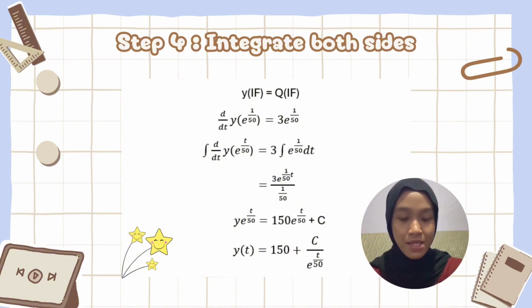On the left hand side, integrating the differential of y times e to the power t/50 will result in y times e to the power t/50. While on the right hand side, integrating 3 e to the power 1/50 will result in 3 e to the power t/50 over 1/50. Next, in order to find the equation for the amount of biodiesel at a certain time, we need to divide the right hand side by e to the power t/50, which will then be equal to 150 plus C over e to the power t/50.